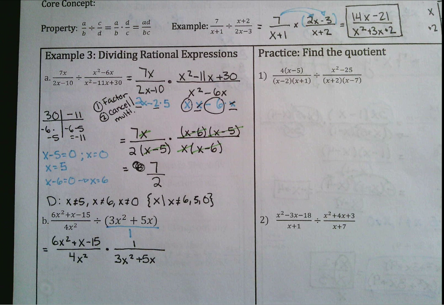Now for b, we have our 6x squared plus x minus 15 divided by a 4x squared. But this time we're dividing by something that's not a fraction, so reciprocals get a little bit different looking. We have a 3x squared plus 5x. All we have to do here is pretend, hey, this is divided by 1. So when I find my reciprocal, I end up with a 6x squared plus x minus 15 divided by a 4x squared times 1 over 3x squared plus 5x.